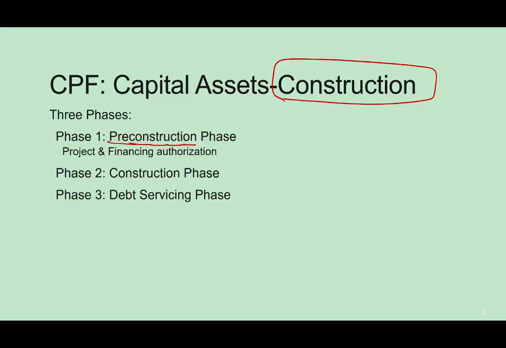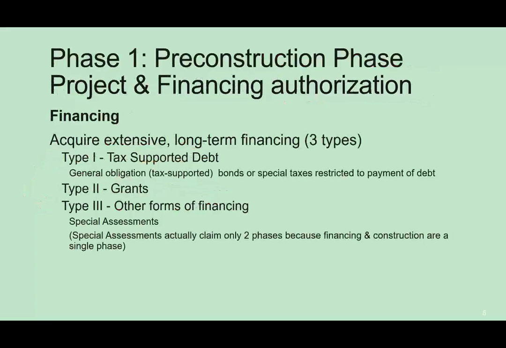During this phase, we're going to outline the project, maybe have a blueprint for everything. Then we're going to try to find out what our financing option is, try to get our financing authorization. How are we going to finance this project? And we're going to see what happened in phase 1. Phase 2, we're going to do the actual construction. And phase 3, if we borrowed money in phase 1, is the debt servicing phase.